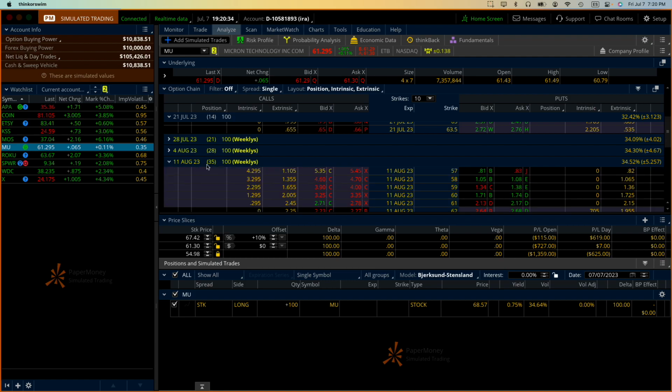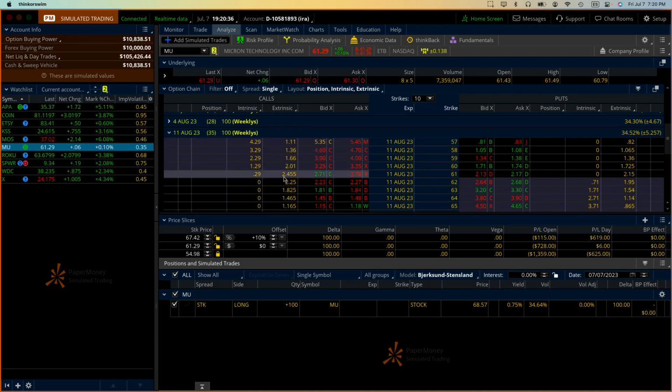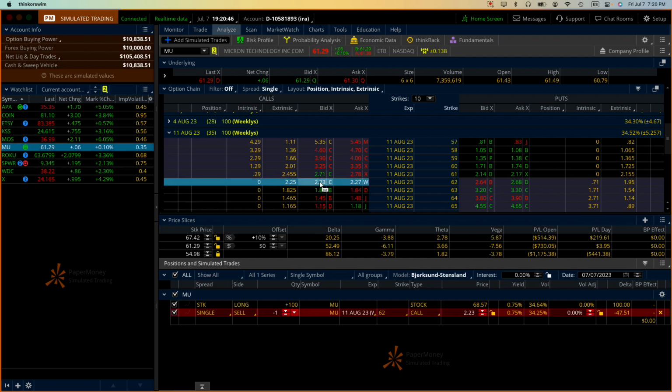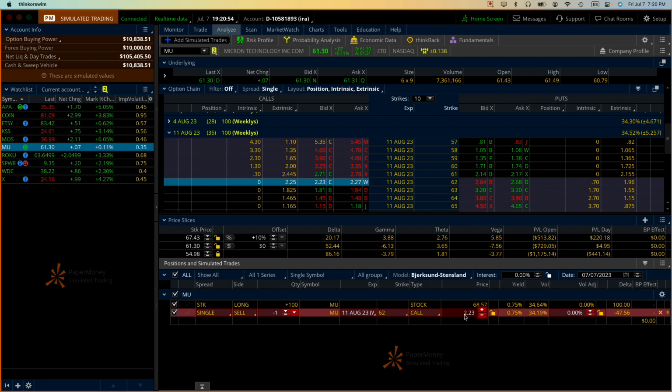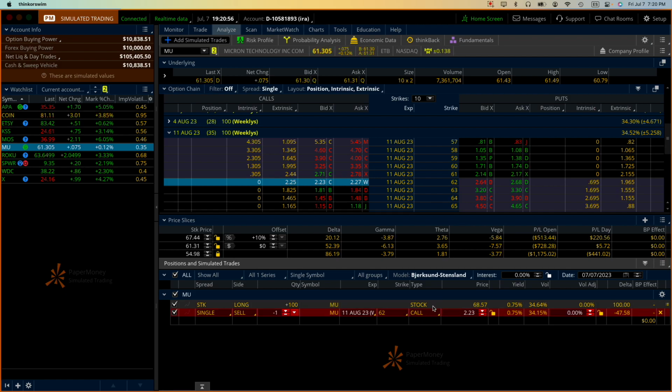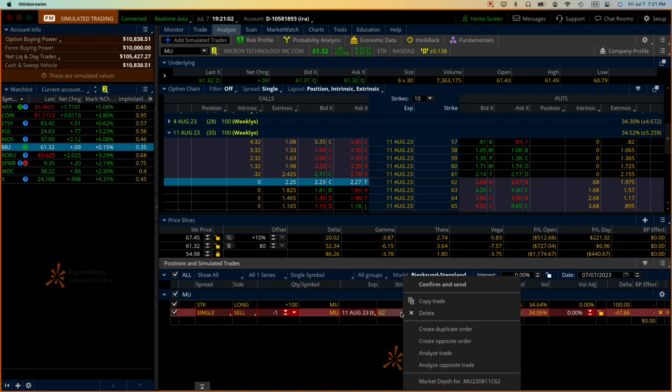How about the August 11th? Look at the option we're going to sell here. The one with zero intrinsic value and the most extrinsic value would be this one here at 62. I click on the bid and all I have to sell is the 1. It's not much I'm recovering from there. Obviously, I was hoping that it would be taken away. It wasn't taken away. Let's do that.